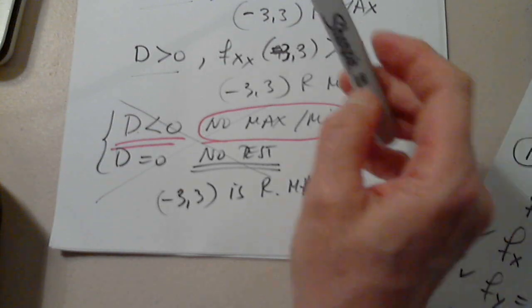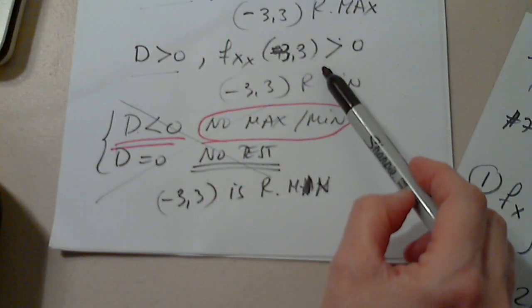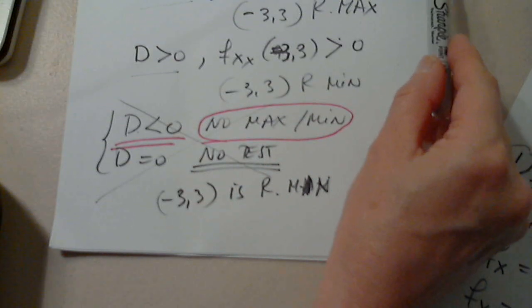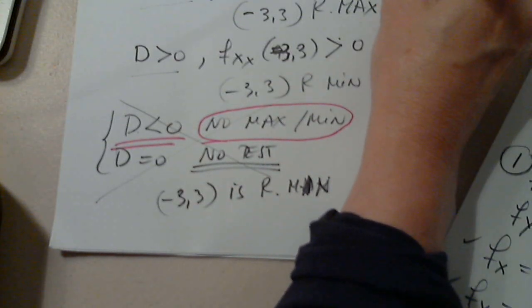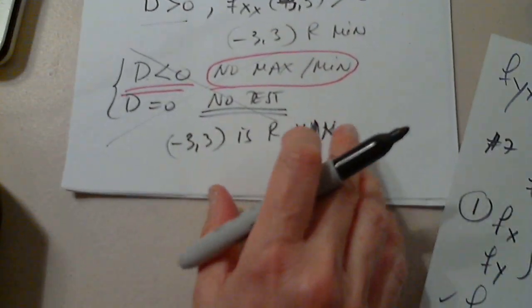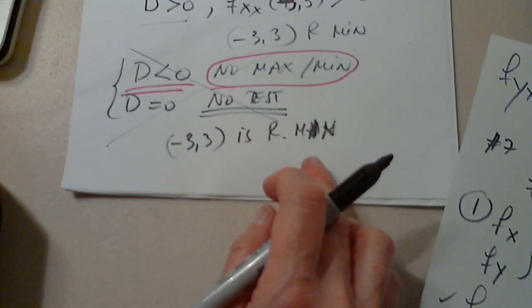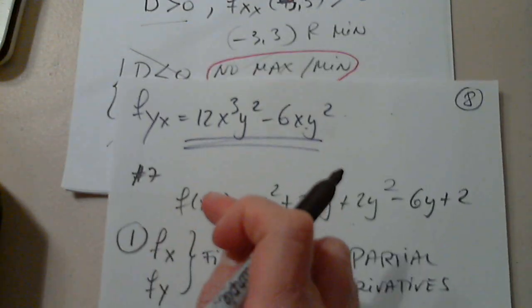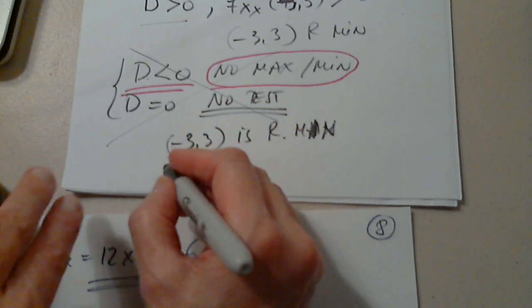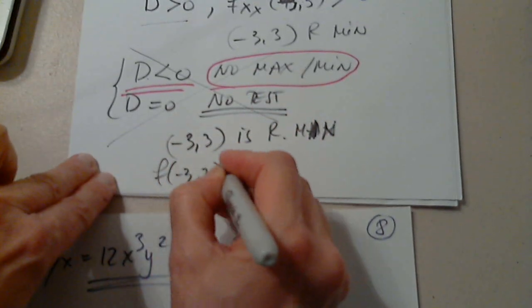Right? So fxx is 2, so it's positive. D is positive because it's 4. So this is a relative minimum. What is the relative minimum? Very simple. I plug in negative 3 and 3. So f of negative 3 and 3.